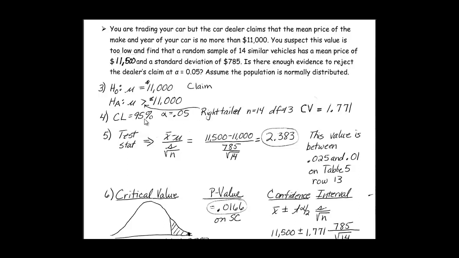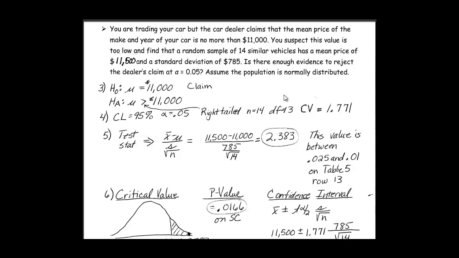So our confidence level is 95%. Our alpha is 0.05. We got that from that last statement here. Our n, our sample size, is 14. Our degree of freedom is 13, one less than the sample size. Our critical value is 1.771, and I got that from the t-table.